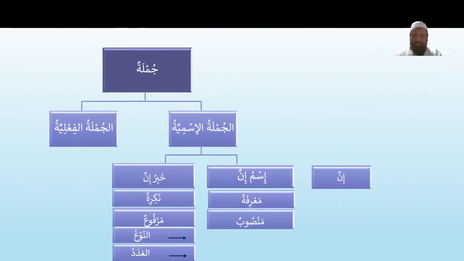When inna comes to jumla ismiya, the mubtada is called ismu inna, the khabar is called khabaru inna, and in terms of ta'yin it remains the same, which is ma'rifa, and khabar is nakira. In terms of i'rab, ismu inna changes to mansub, and khabaru inna, which is normal, marfu'.